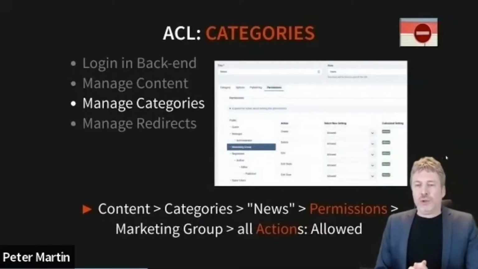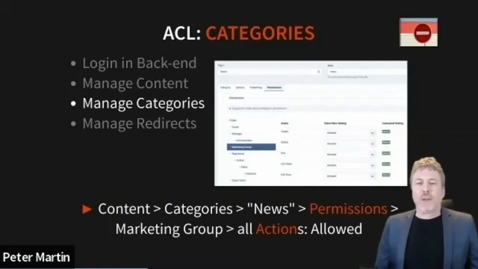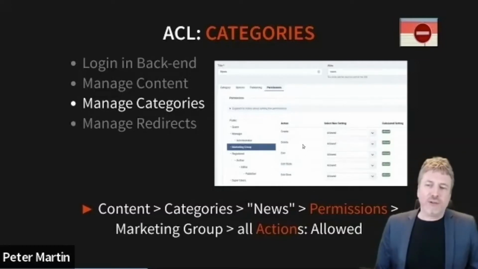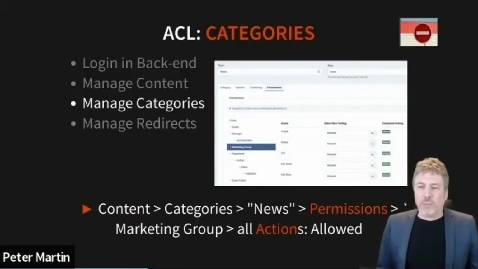Now I'm going to configure the news category for the marketing group. So I go to Content, Categories, and I create a news category. And then when I click on it, on permissions, I can assign a marketing group, and I assign all the different permissions for them. It's all allowed. They can create stuff, they can delete articles, edit the state, so published, unpublished, or even delete, and also edit their own. And it's all allowed now for them, but only this category.